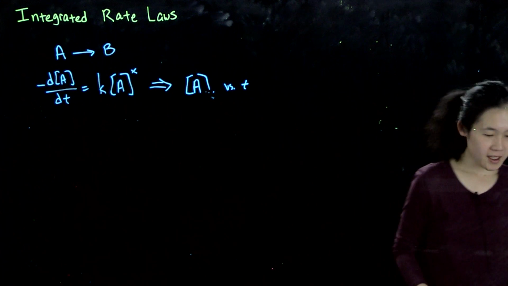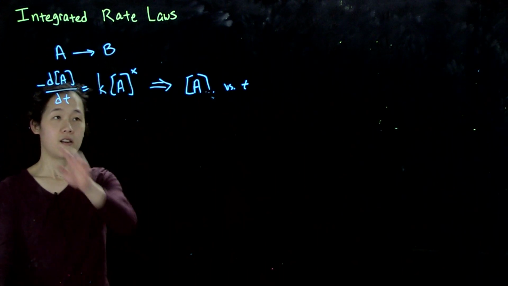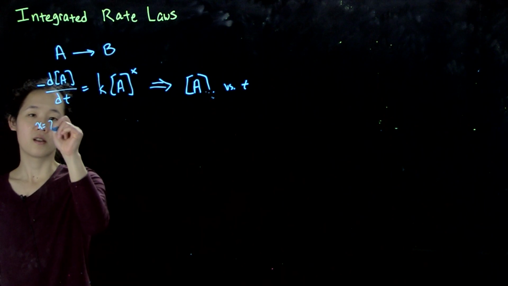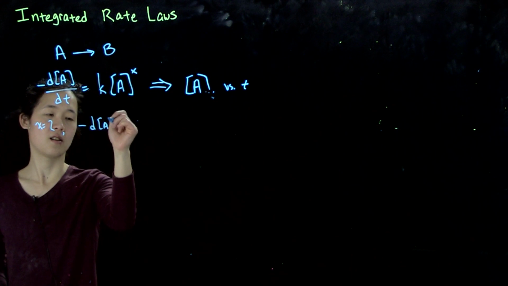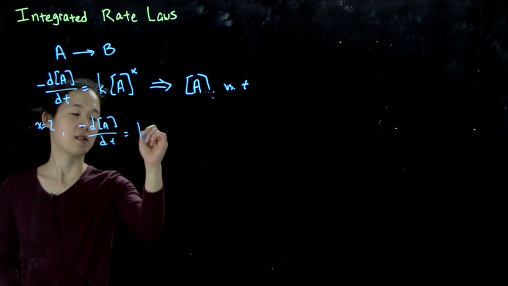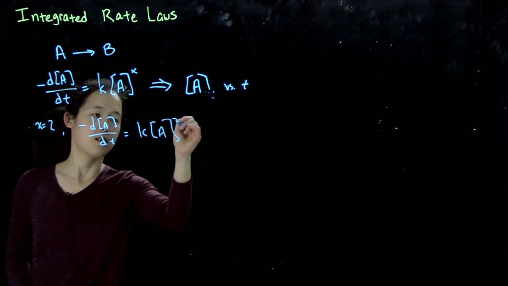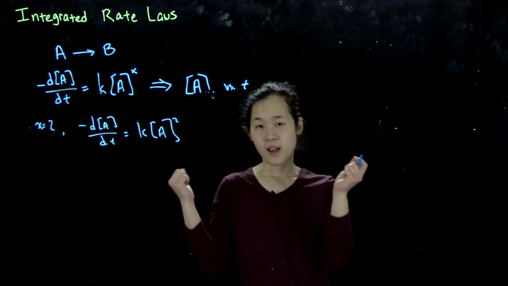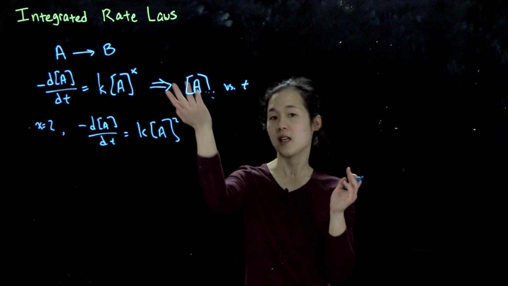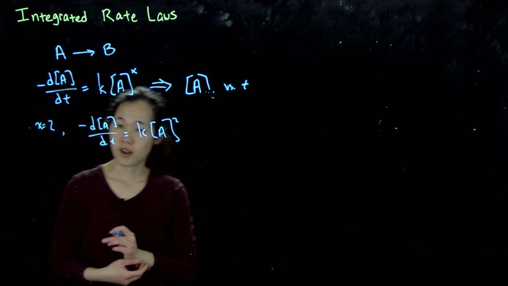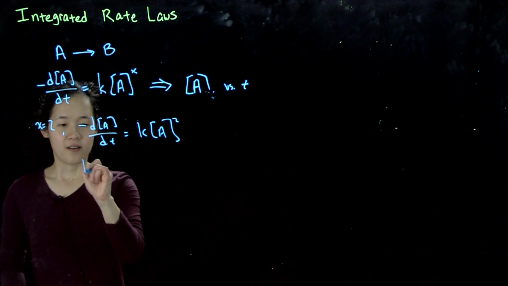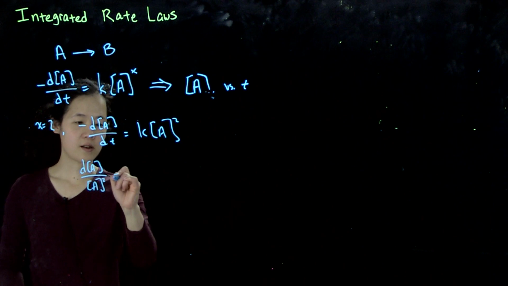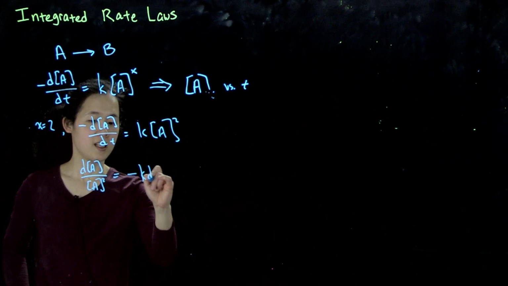So let's consider the case where our rate law is in A. So let's say x equals 2. So negative dA/dt equals k A squared. So this rate law is second order in A. What this means is that for the reaction to go, we have two molecules of A colliding to form product B. So again, we can integrate. And so we'll have dA over A squared equals negative k dt.